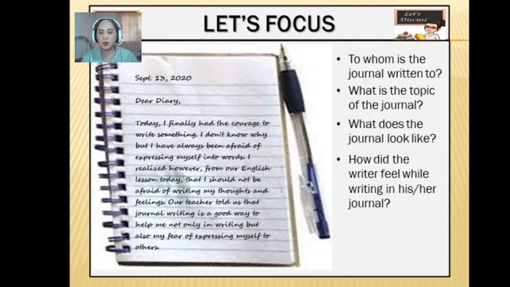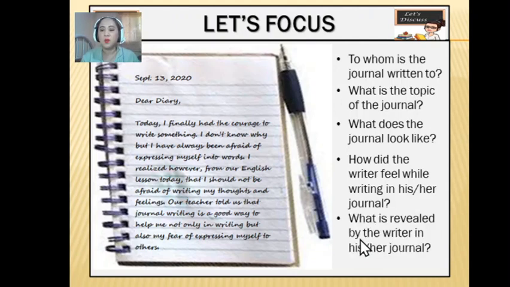Next, how did the writer feel while writing in his journal? Let's take a look at the words that were used. I have always been afraid. What else? Of course, we have here the word afraid several times, and then also the word fear, which are synonymous. So it is actually expressing the writer's fear in writing.